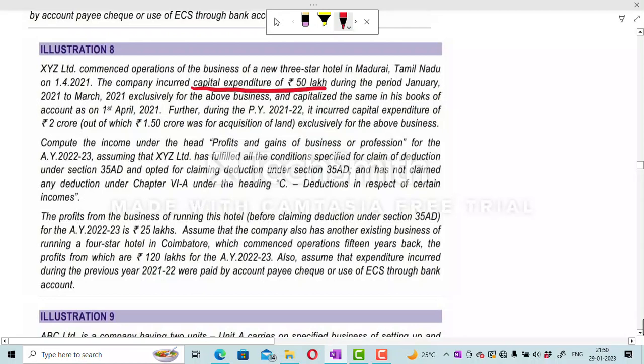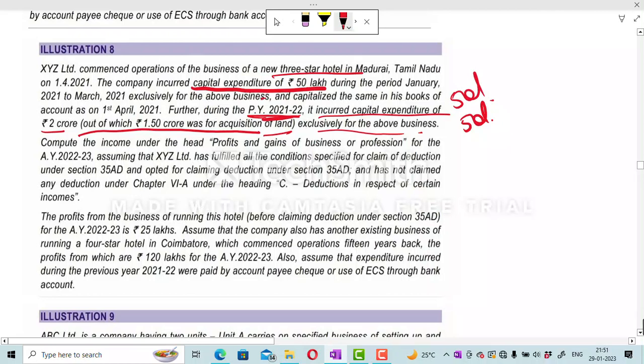During the period January 21 to March 21, the company incurred capital expenditure of 50 lakhs. Means before starting the business, they have incurred the capital expenditure exclusively for this business only, and capitalized the same in the books of account as on 1/4/21. Further, during previous year 21-22, it incurred a capital expenditure of 2 crore, out of which 1.5 crore is land. Exclusively for above business means only 50 lakhs they can take from above.